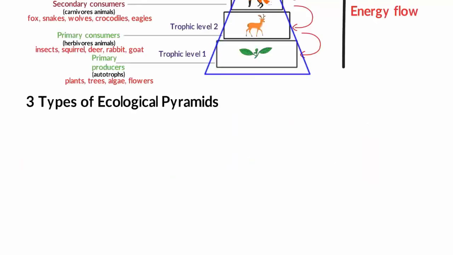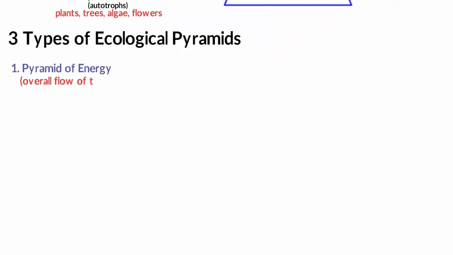Alright then, now that you understand what an ecological pyramid is, we will understand the three types of ecological pyramids. The first one is the pyramid of energy. This type of pyramid describes the overall flow of energy from one organism to another. It also shows us how inefficient energy transfer is, or in other words, there is a considerable loss of energy in the form of heat. Let me show it to you by an illustration.